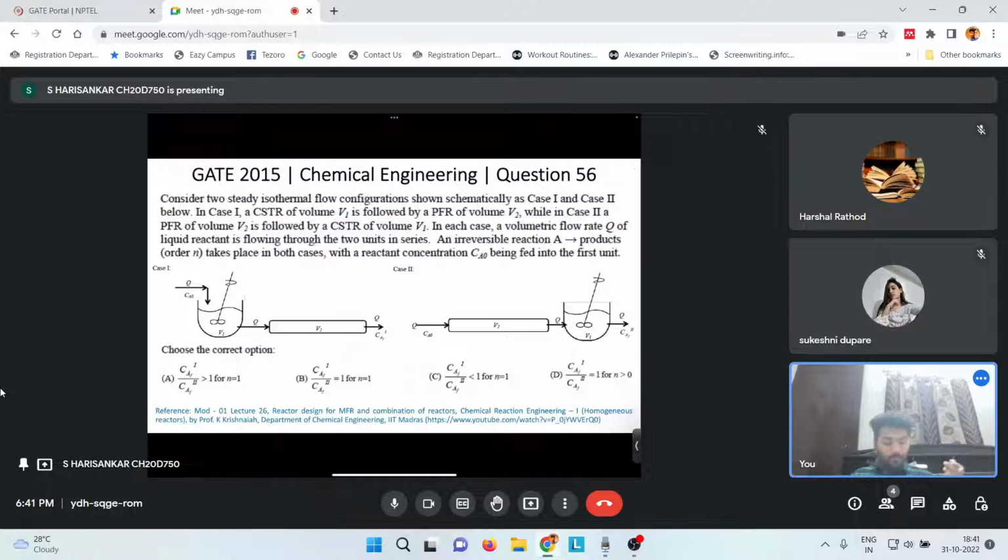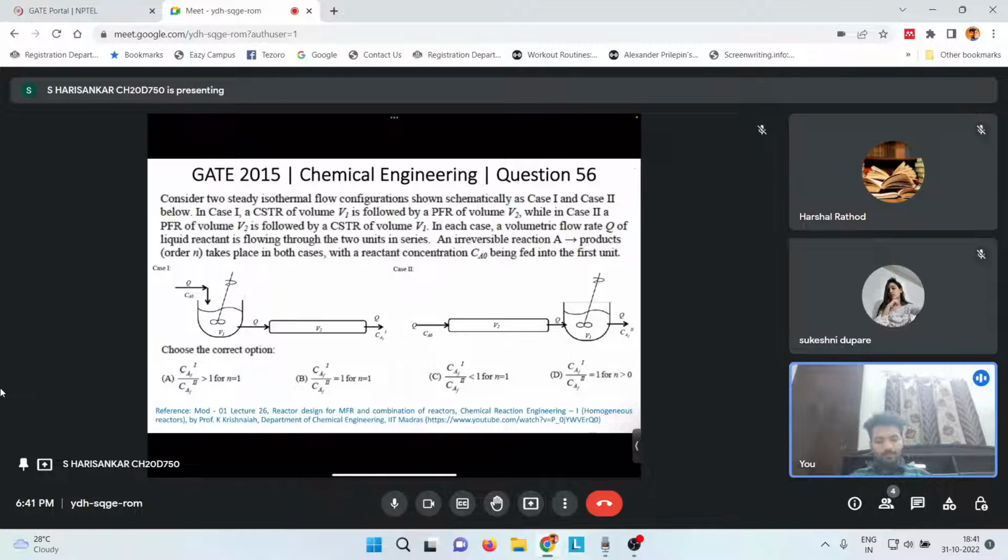We have to choose the correct option from these four options. Option A: Ca final of case 1 by Ca final of case 2 is greater than 1 for n equal to 1. Option B: Ca final case 1 by Ca final case 2 is equal to 1 for n equal to 1. Option C: Ca final 1 by Ca final 2 is less than 1 for n equal to 1. And option D: Ca final 1 by Ca final 2 is equal to 1 for n greater than 0.